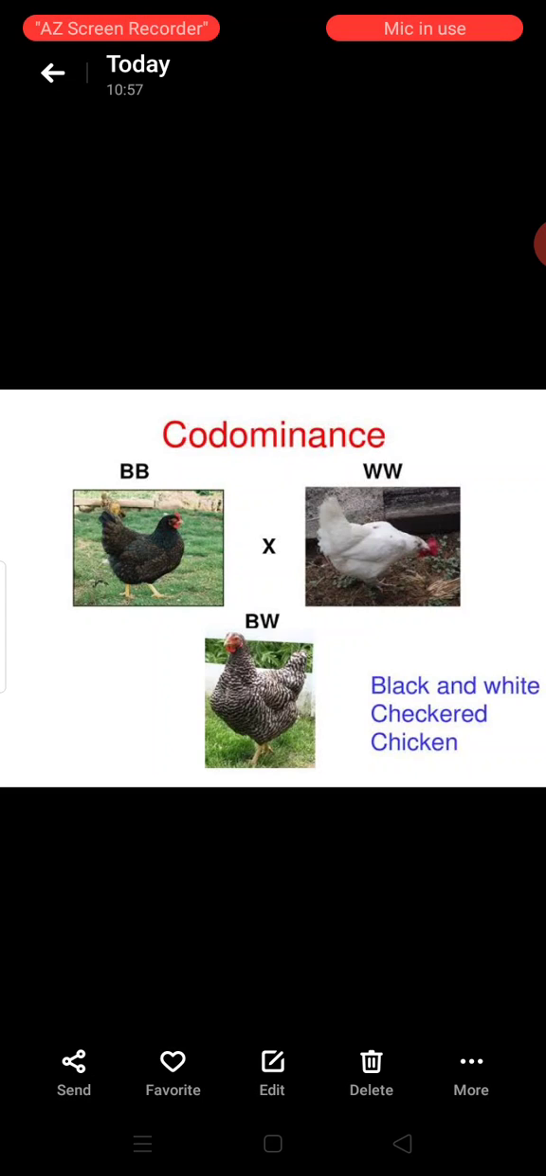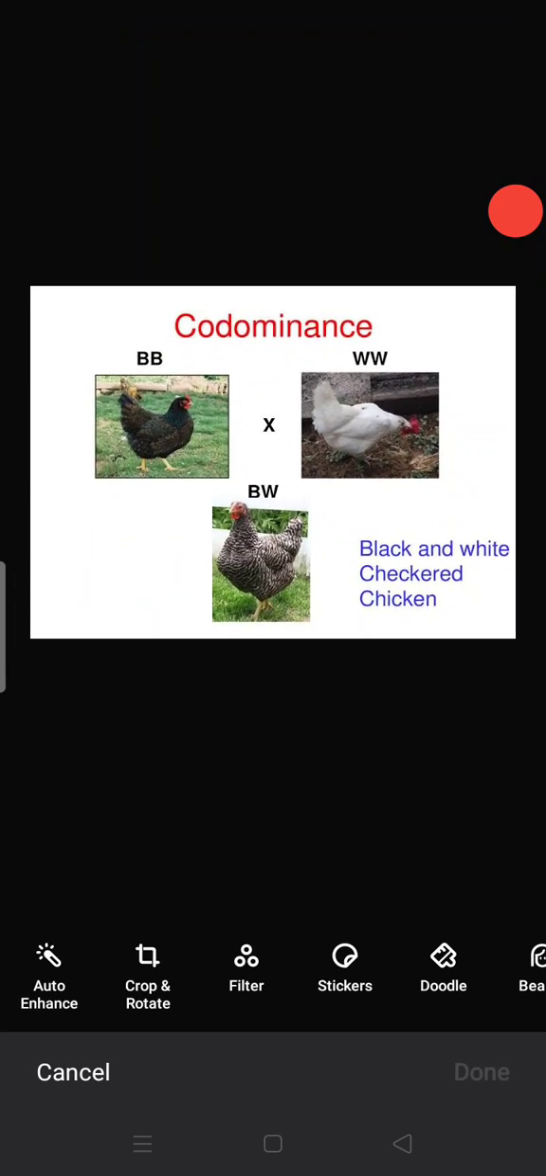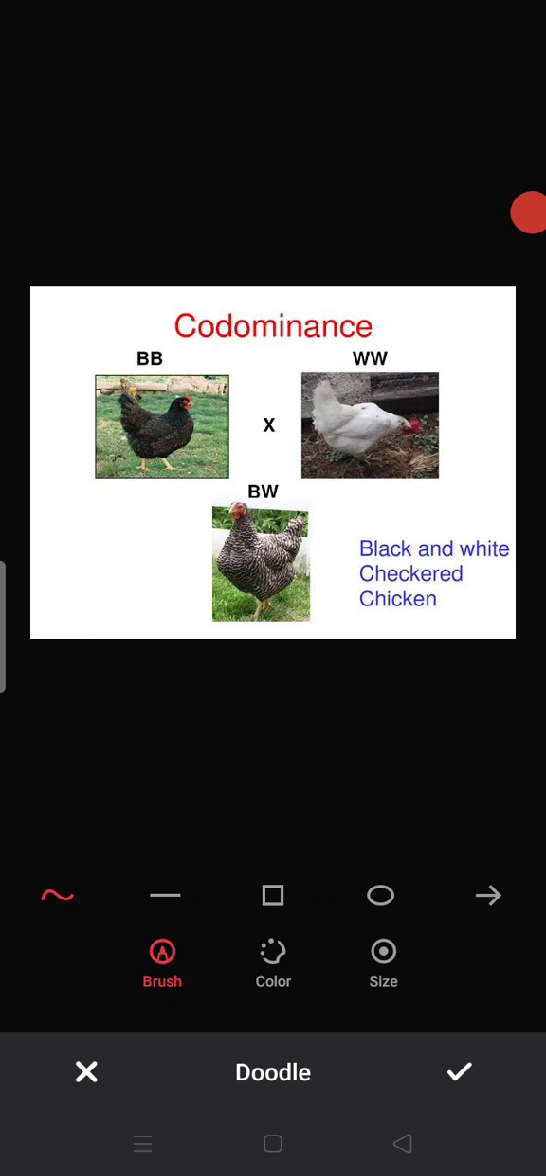So here, in codominance, let's take for example this one. This is a black chicken. This is a white chicken. When you cross them, it will result in what we call the checkered chicken. So both characteristics of the black and the white chicken are expressed in this checkered chicken.